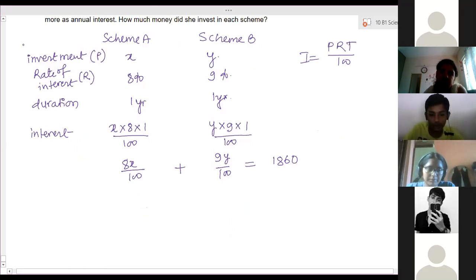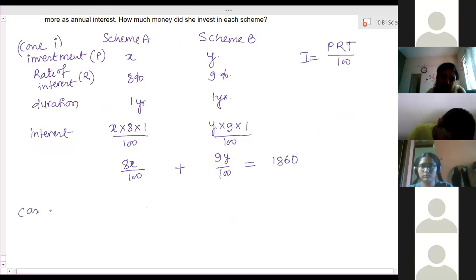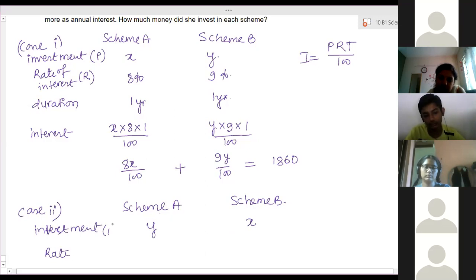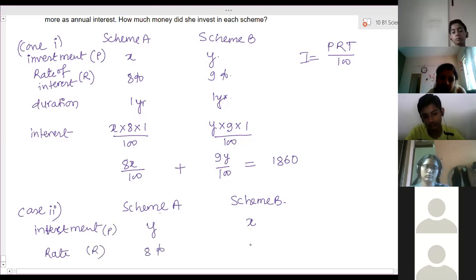Clear? Yes, ma'am. Case 1. Now case 2, the second situation they have given. If they have interchanged the investments, first listen and then write down. She has interchanged the investments. That means with scheme A it is Y rupees, and scheme B it is X rupees. The rate remains the same, 8% and 9%. Duration is also the same, 1 year.